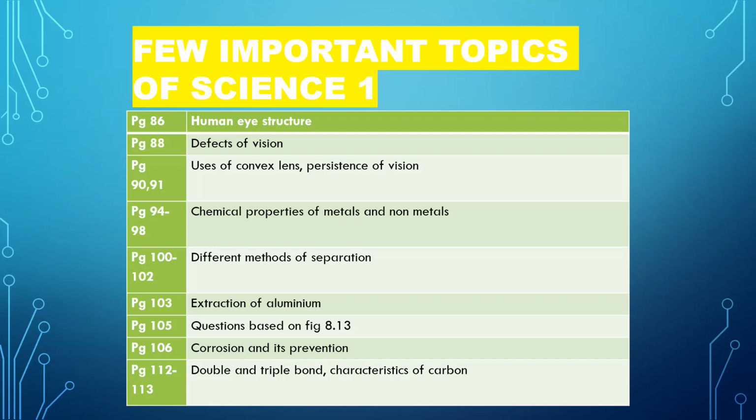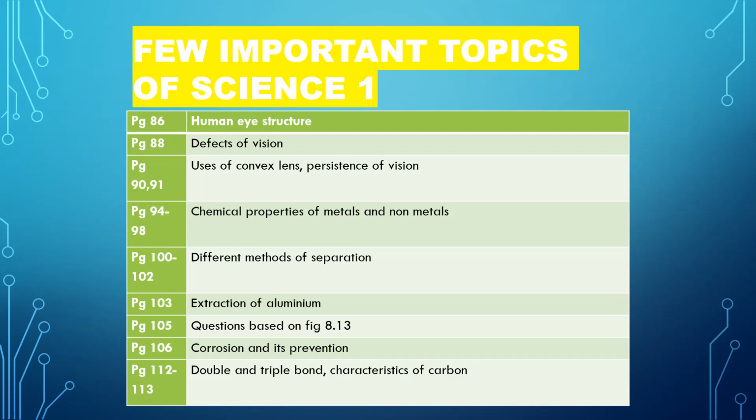See how questions were asked today. They wrote just a paragraph and you had to draw the diagram. Sometimes they will draw an unlabeled diagram and you are supposed to draw it and label it, right? So just understand these different methods of separation. And after that, page number 103, extraction of aluminium. See, today only a question has come on the basis of extraction of aluminium.